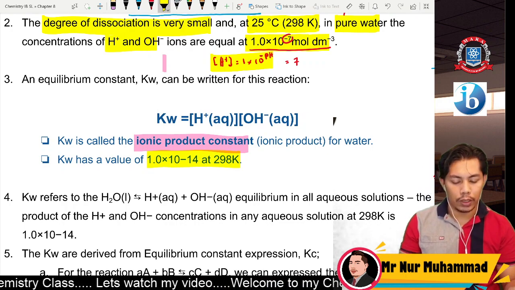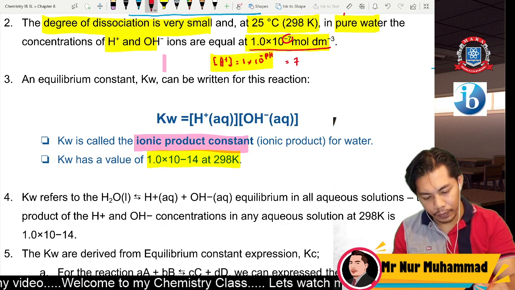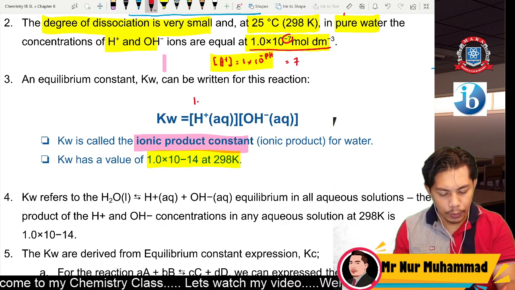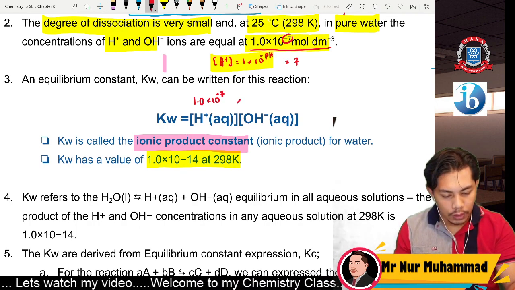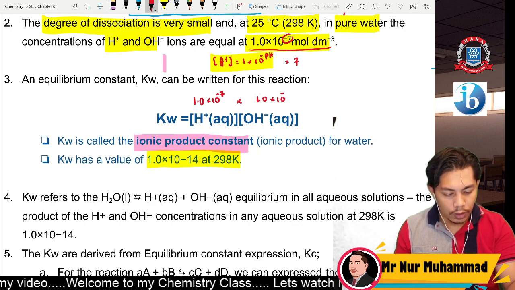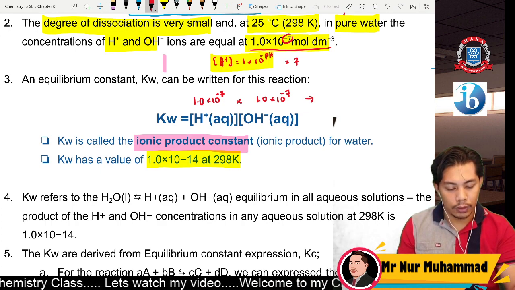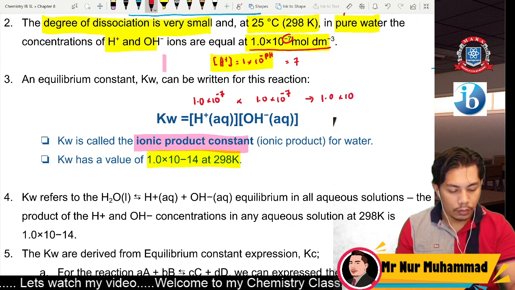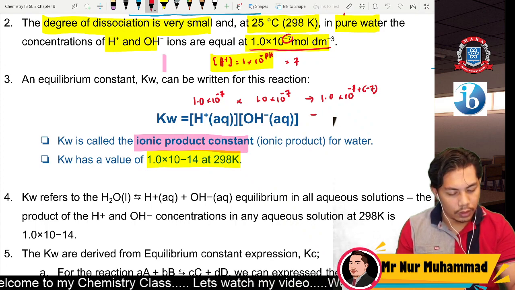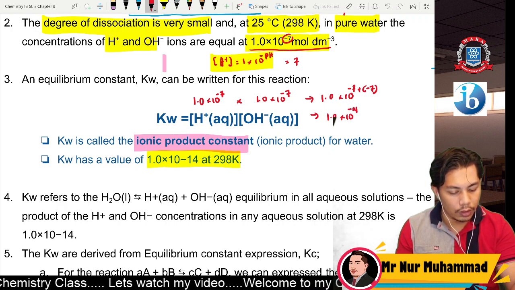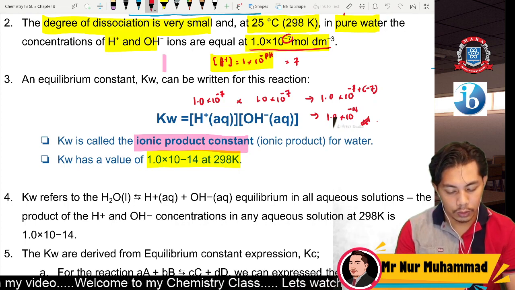The Kw, or ionic product constant, has a value of 1.0 times 10 to the power of negative 14. Where can we find this value? We know that the concentration of hydrogen ion in pure water is 1.0 times 10 negative 7, times 1.0 times 10 negative 7 from hydroxide ion. By using the law of indices, negative 7 plus negative 7 gives 1.0 times 10 negative 14. So this is the value of the ionic product constant, or Kw.